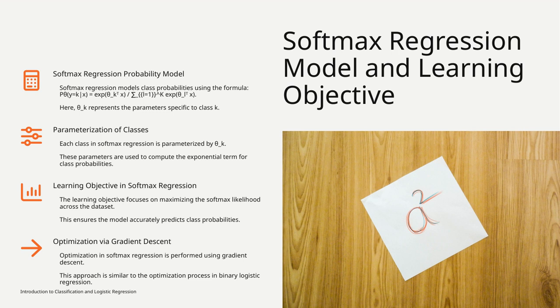As for optimization, we use gradient descent, which is quite similar to what we do in binary logistic regression. It's an iterative process where we adjust the parameters step by step to improve the model's predictions. Overall, softmax regression extends logistic regression to handle multiple classes, and by understanding its parameters and optimization process, we're better equipped to build accurate multi-class classifiers.